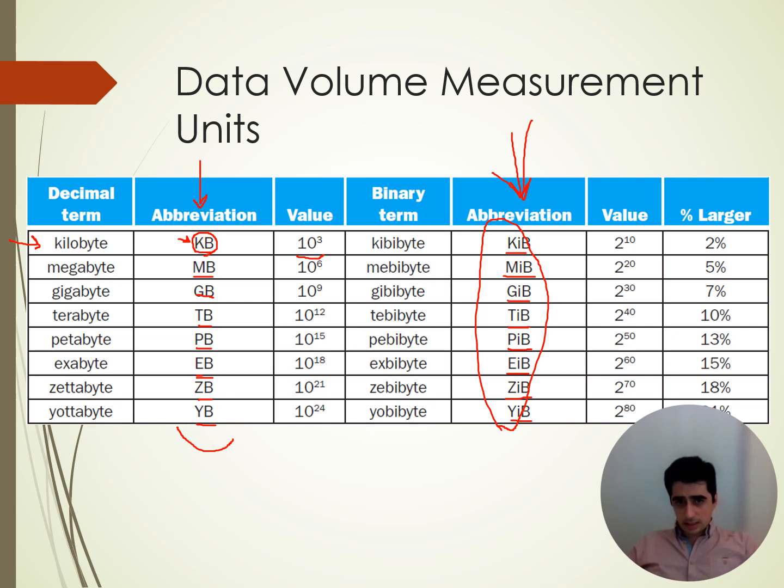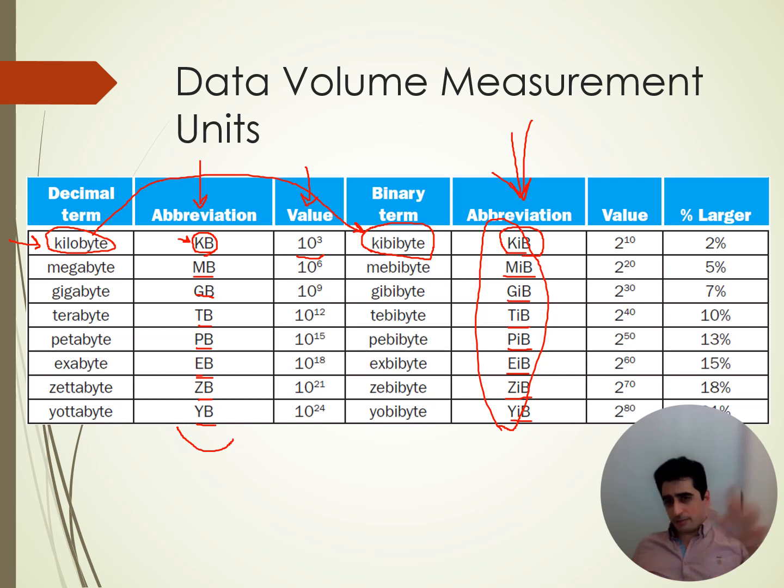So all of these values that you see here are in bytes. If you want to convert them to bits, you need to multiply them by 8. This is the decimal term, which is very popular and very common, but in this course we mostly use the binary version of that, which is called kibibyte, right? And it is shown with this symbol, KiB.